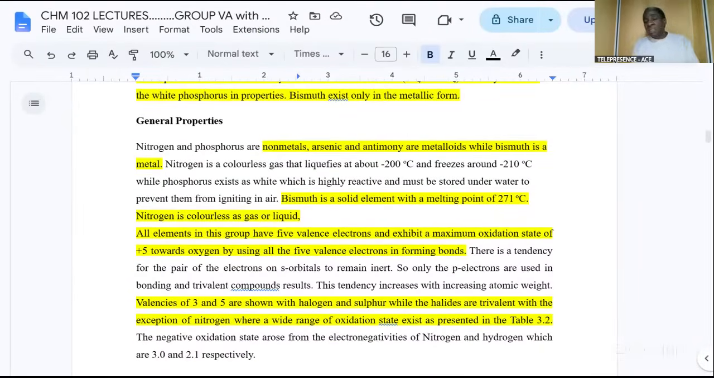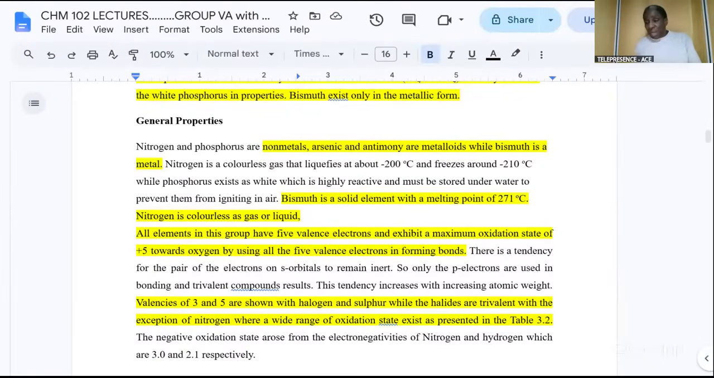General properties: nitrogen and phosphorus are considered to be non-metals. Arsenic and antimony are metalloids, while bismuth is what? Metal. This is not too far-fetched because as you go down the group, metallic character increases. As you go down the group, size increases. As size increases, electropositivity increases. As electropositivity increases, the reactivity also increases.